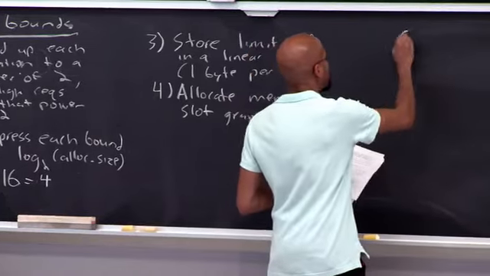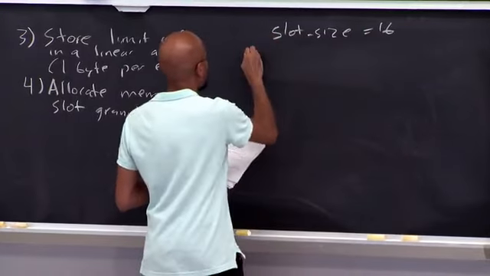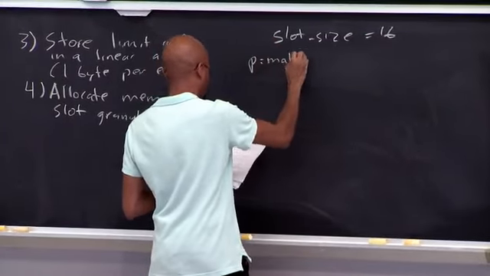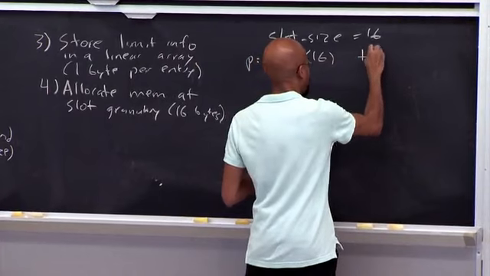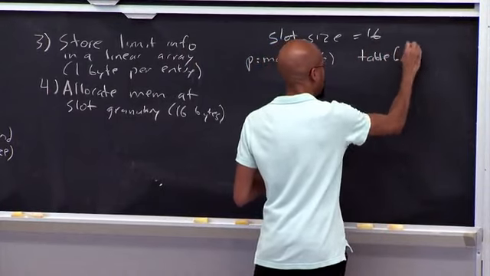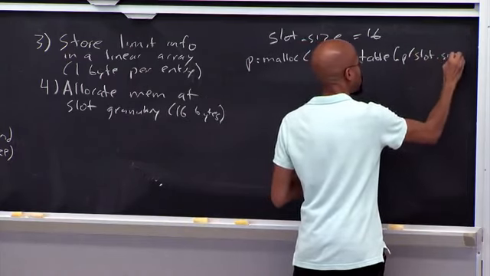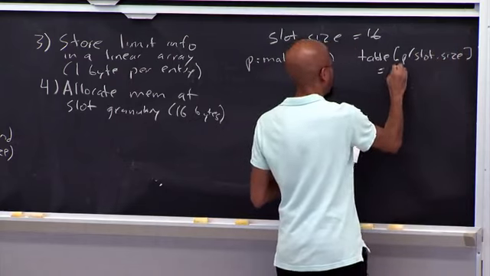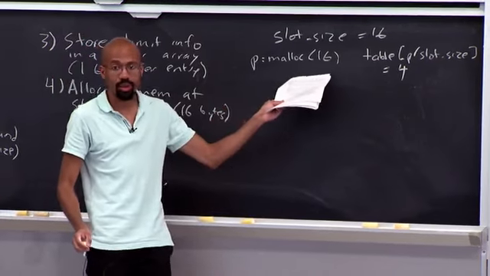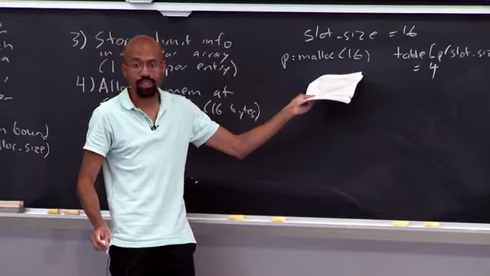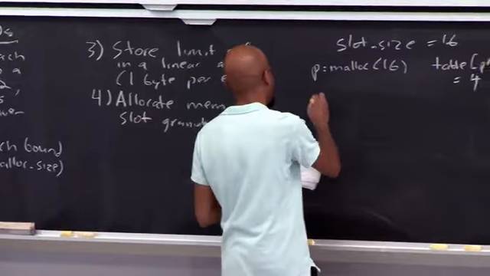So imagine that you have a slot size which is equal to 16. If you do P equals malloc(16), what's going to happen? In this bounds table, we take that pointer divided by slot size, which is going to equal 4. In that bounds table, we're going to put the logarithm of the allocation size in the table. Does that make sense?